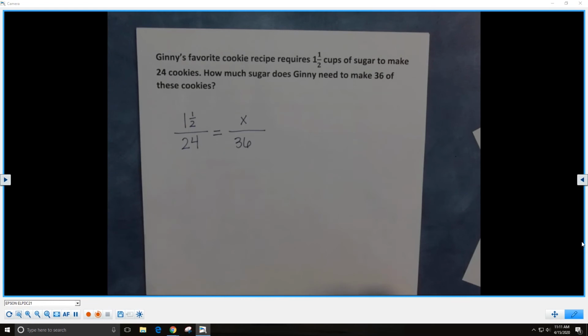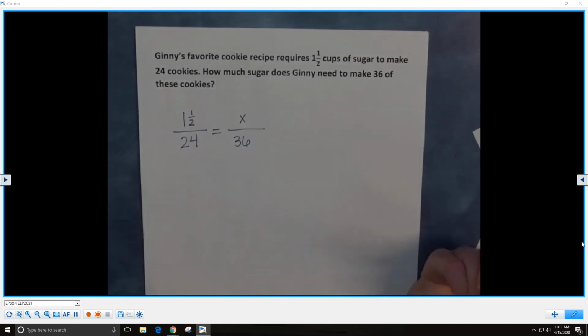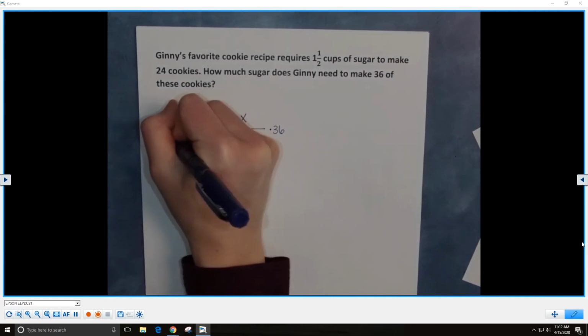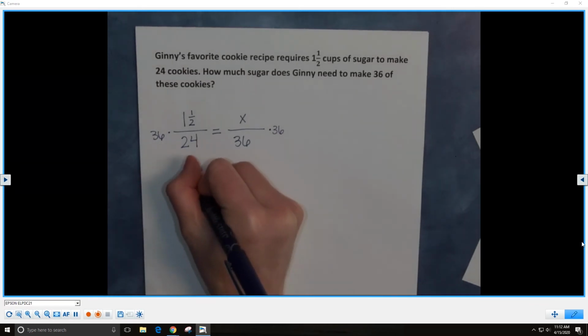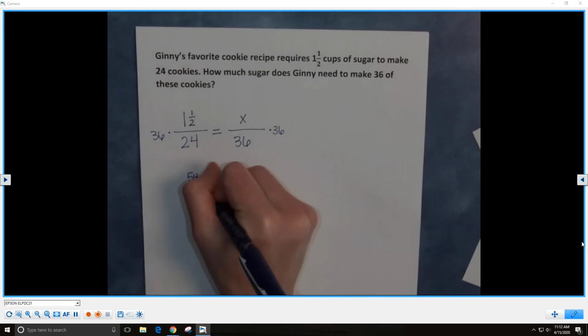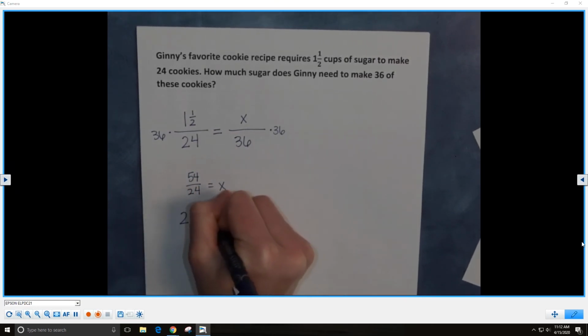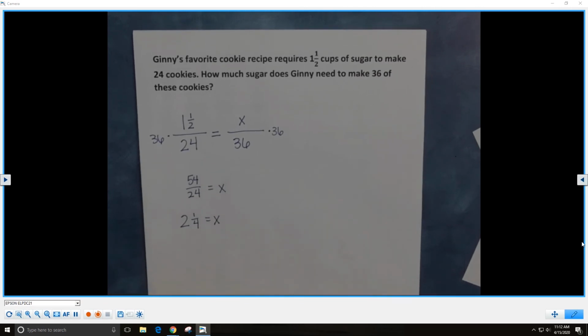Well, let's solve this equation. Remember that we can use inverse operations. Currently, X is being divided by 36. What's the inverse of dividing by 36? Right, multiplying by 36. So if we multiply both sides by 36, then we will get 54 over 24 is equal to X, and 54 over 24 is the same as 2 1/4. So this means that Jenny will need 2 1/4 cups of sugar to make 36 of her favorite cookies. Great work. Let's try one more.